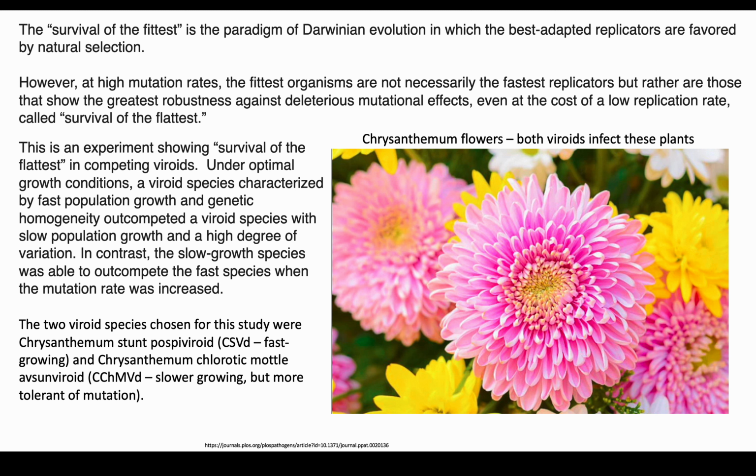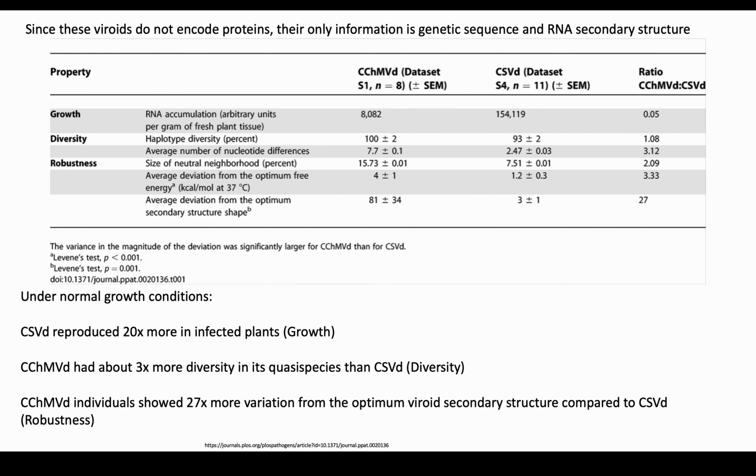If you put these two in together, chrysanthemum stunt is the dominant one. So we think it has a very high, very narrow quasi-species. Like if we trace it out with a mouse, it should look about like that. So that's the CSVd. Very high peak, but very narrow peak. CChMVd, the chrysanthemum chlorotic mottle viroid, we think has a lower but flatter fitness landscape.